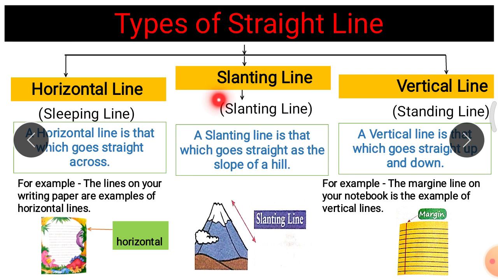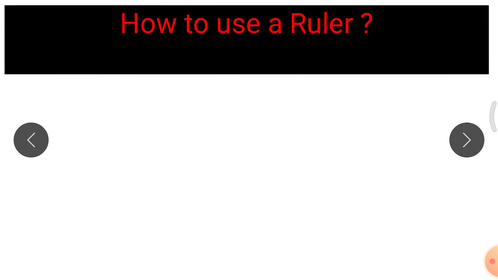So there are three types of straight lines. First is the horizontal line, that is the sleeping line. Vertical line, that is the standing line, and the third one is the slanting line that goes like the slope of a hill. Now come to how to use a ruler.